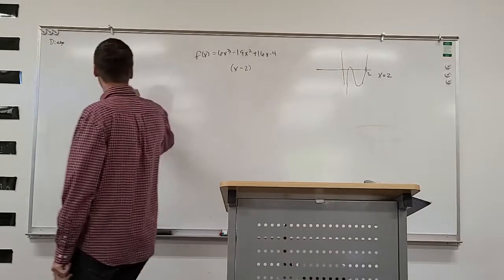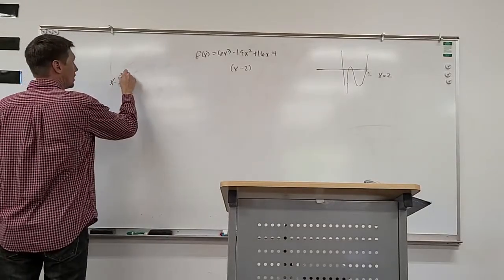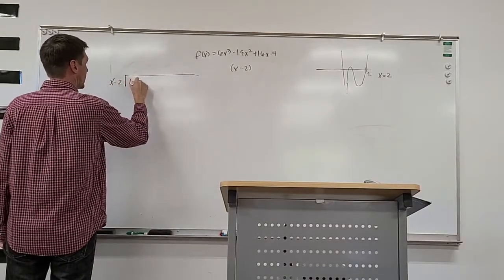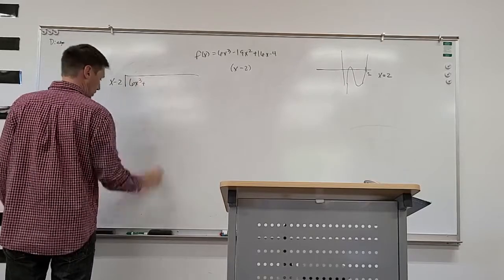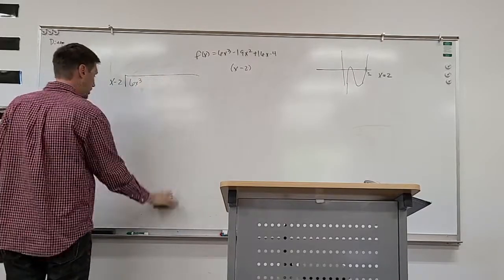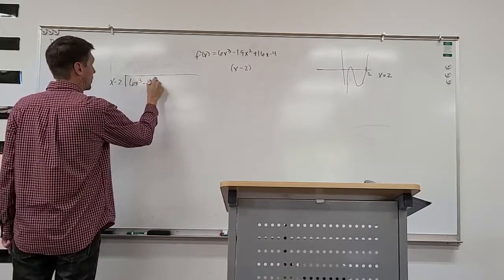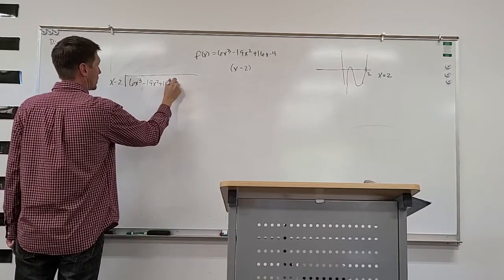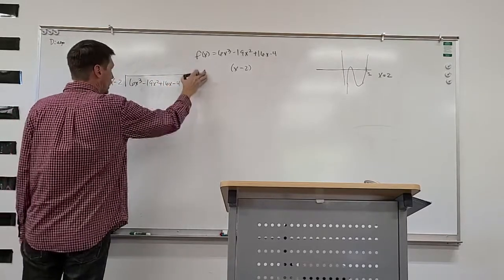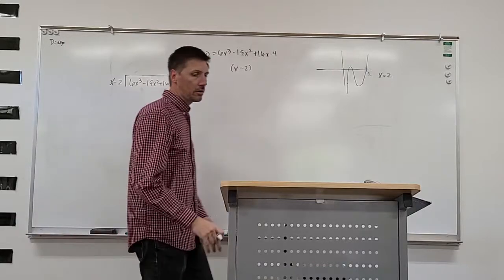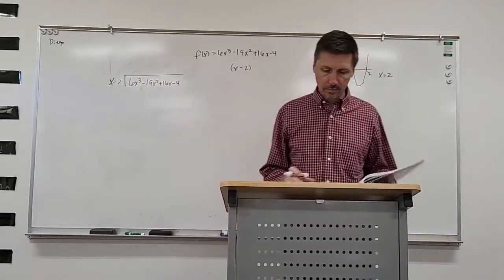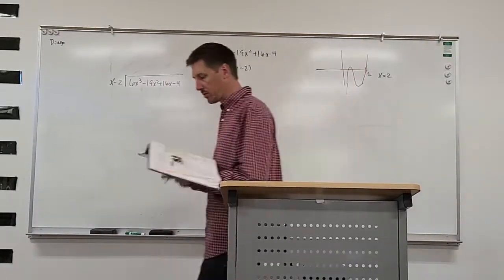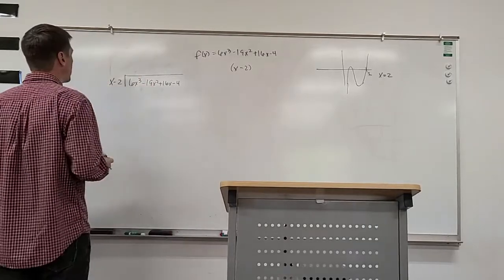So let's try it, all right? So x minus 2, we're going to divide that into 6x cubed minus 19x squared plus 16x. And if you haven't seen this in a while, you need to think about how you do long division with just numbers without the variables in there. It basically works the same way.